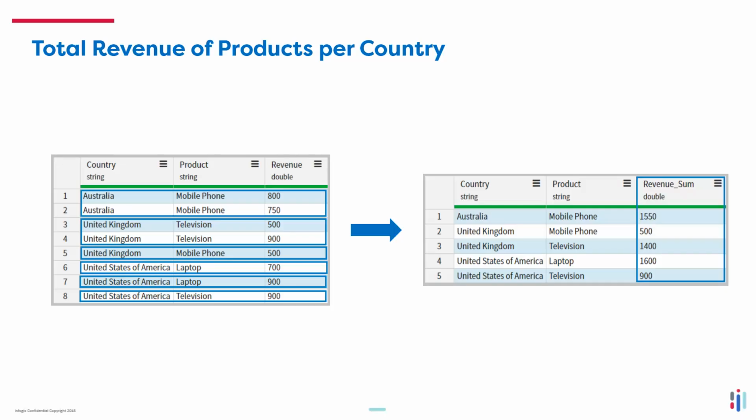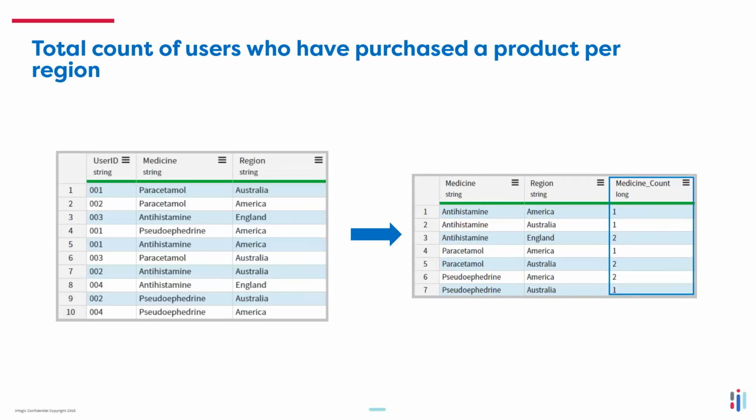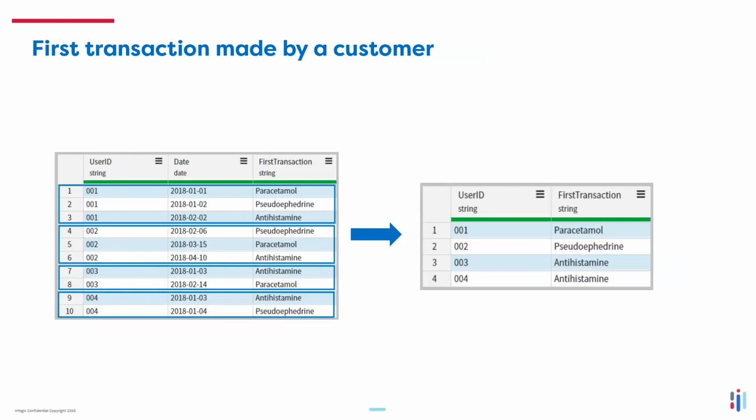So what are some examples of where you might use an aggregate node? If you wanted to find out the total revenue amount for a product per country, or the total count of users who have purchased a product per region. When the data is sorted by the date field in ascending order, you may want to identify the oldest transaction, which is the first record in the group, or the newest transaction, which is the last transaction in the group.